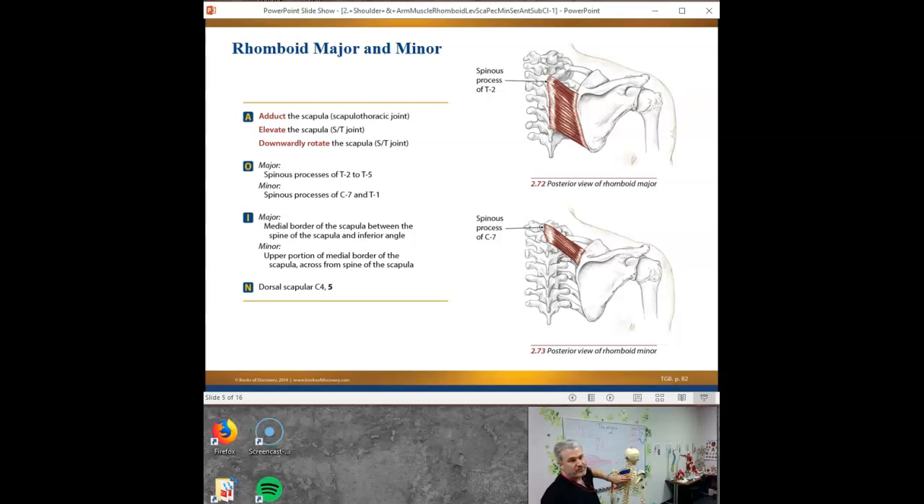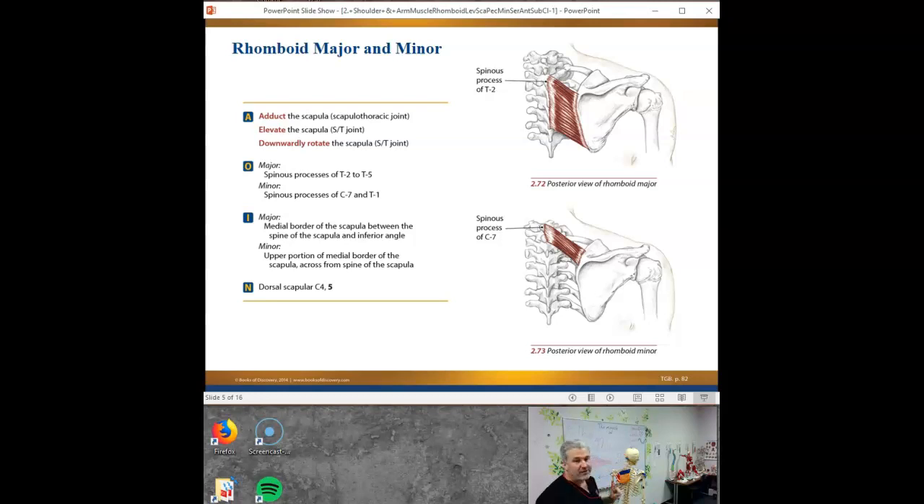The major has an origin. All this stuff has an origin along your spinous processes, right? Remember that your spinous processes are these things that stick out the back of your spine. You can feel them on people. You try not to massage them because they hurt. They're the part right in the middle of somebody's back that sticks straight out, right? That's these bumps that come down the back here, and that's where this muscle's origin is, because this is the part that doesn't move as much. The scapula moves. That's the insertion.